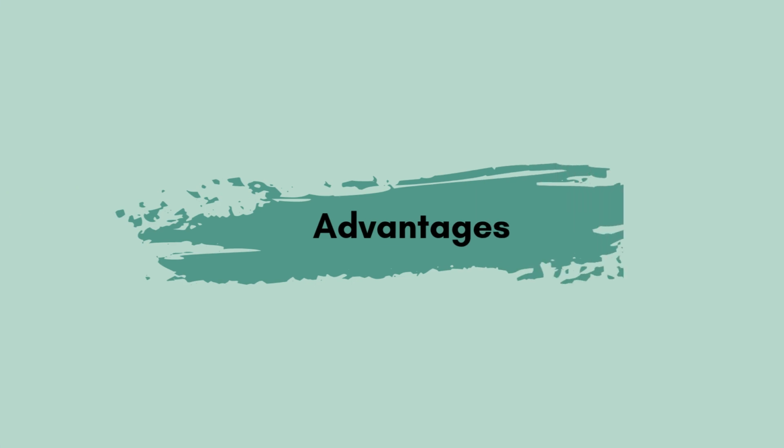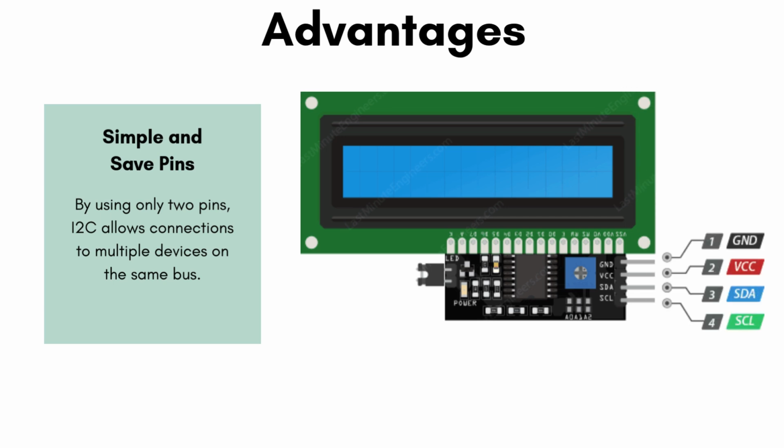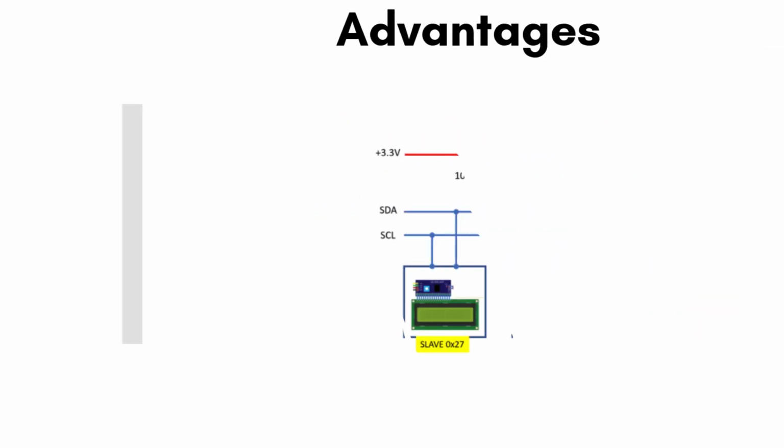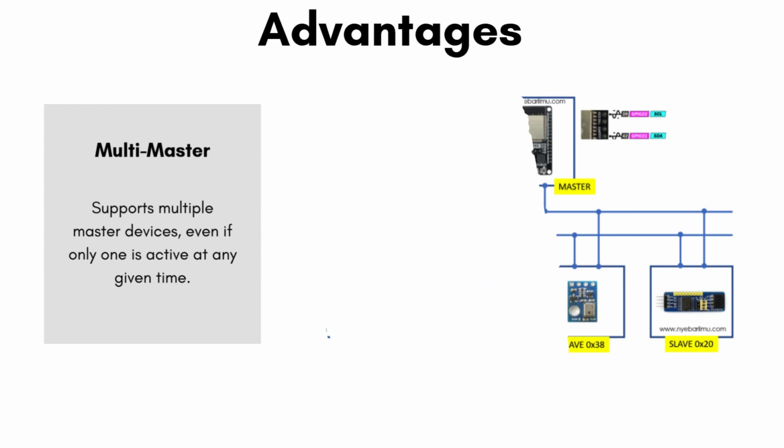These are the advantages of I2C. First, saves pins: it uses only two pins, SDA and SCL, to connect multiple devices. Second, simple: it's easy to implement and use. The components in the diagram are, first, ground, which provides a common ground for the electrical circuit, and then VCC, the power supply that powers the device. Third, SDA, or serial data line, used for data transmission. Fourth, SCL, the serial clock line, which provides the clock signal for synchronization. Next, multi-master support: multiple master devices can be connected, but only one is active at a time.